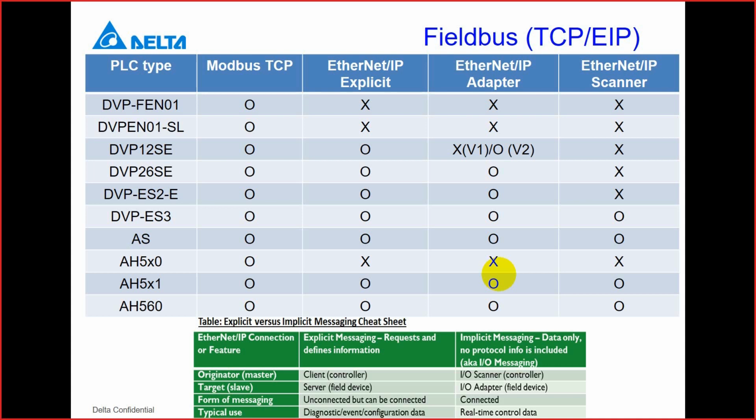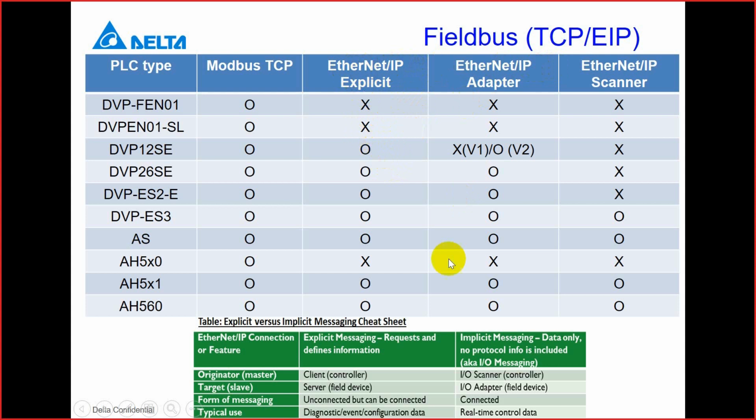Okay, then this page will show you the fieldbus, especially for Modbus TCP and Ethernet IP. I made a comparison table: basically all the Delta devices that we support standard Modbus TCP, this is for sure. But as you know, for Delta's first generation DVP, most of the devices don't support Ethernet IP.